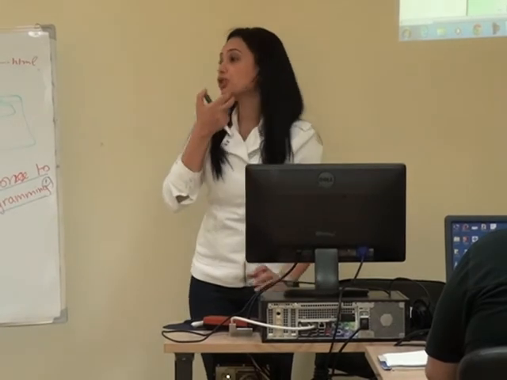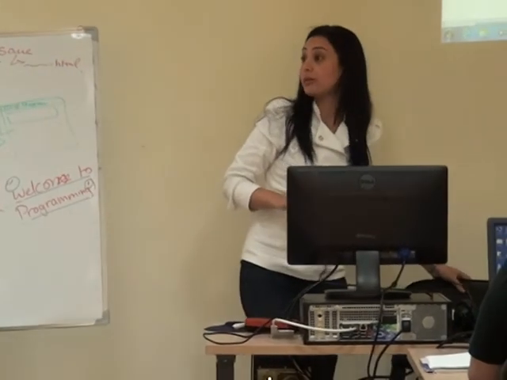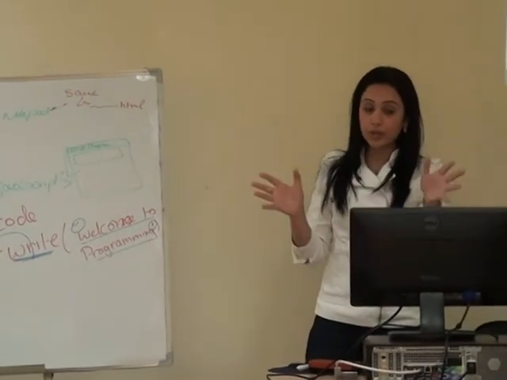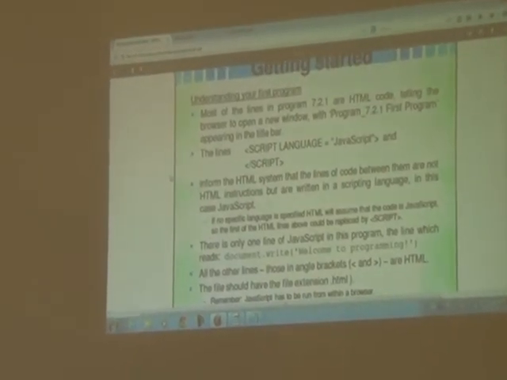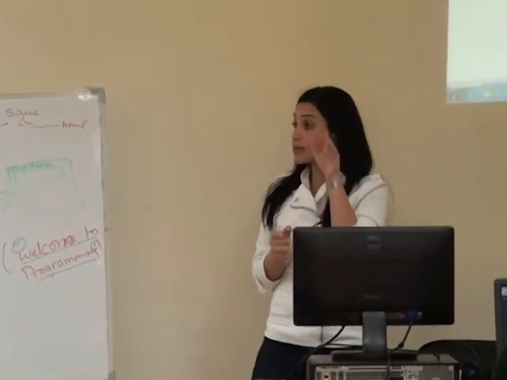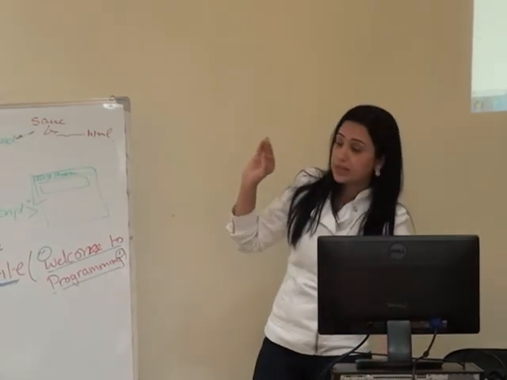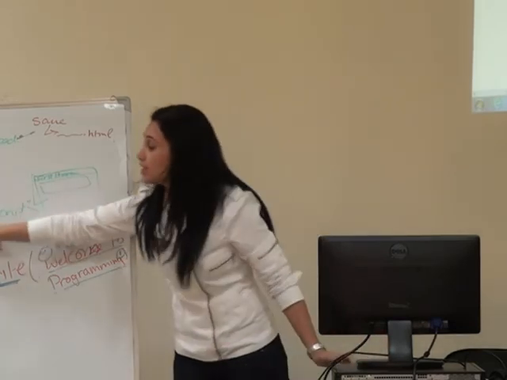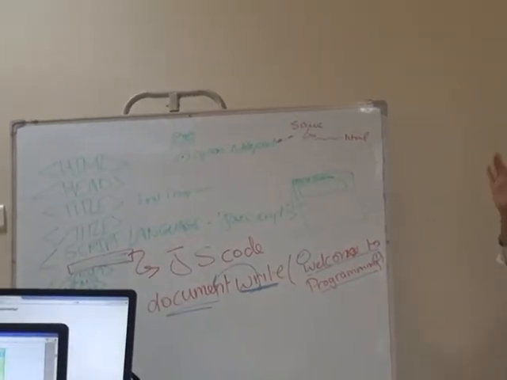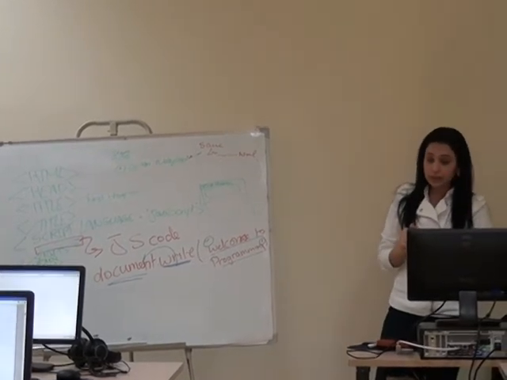This is the explanation or understanding of our first program. Most of the lines of the program are HTML code. This is very clear. It is telling the browser to open a new window with a program we named, or entitled, the first program. And then the line script language equal JavaScript and the closing tag of the script. This is to inform the HTML system that the lines of code between these two tags, the opening of the script and the closing, are not HTML instructions. Instead, they are written in a scripting language.